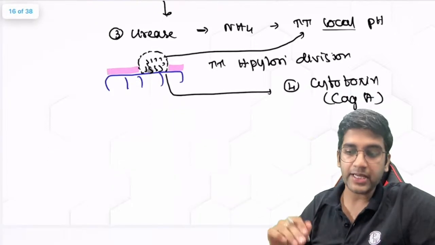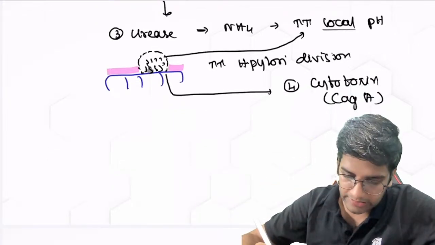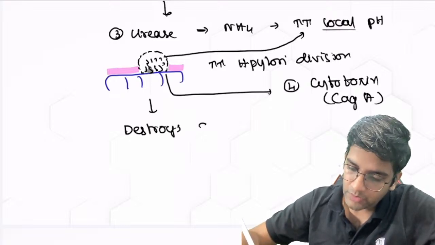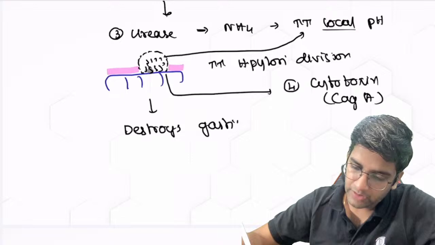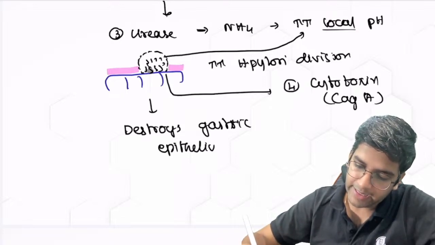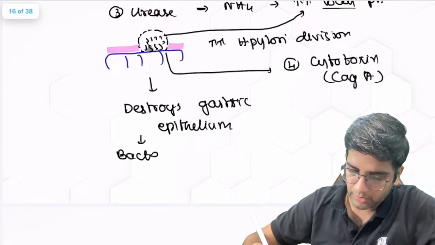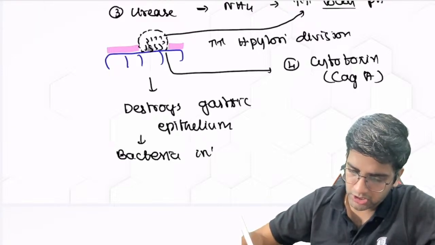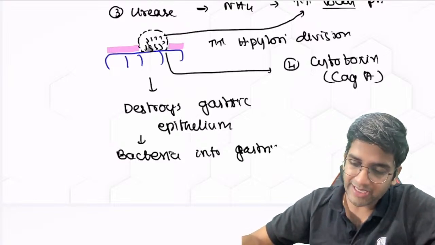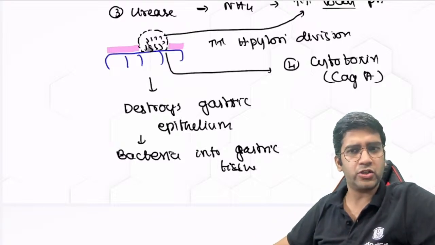CAG is important for me, right? So this cytotoxin, as the name says, it sells toxicity, right? So what it does is it will destroy the gastric epithelium, and obviously the bacteria enters inside, into your subepithelial tissue, into the gastric tissue. A bacteria in the gastric tissue, will it cause inflammation? Obviously, it'll cause inflammation, right?